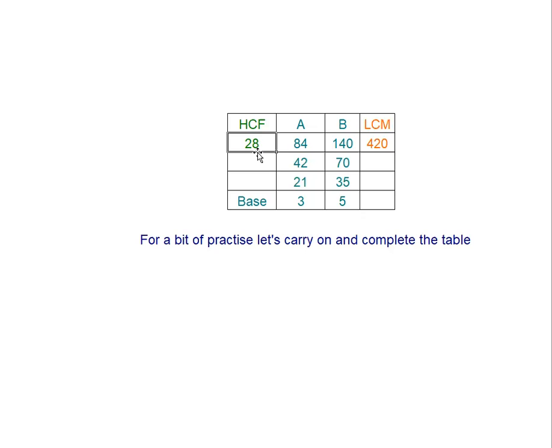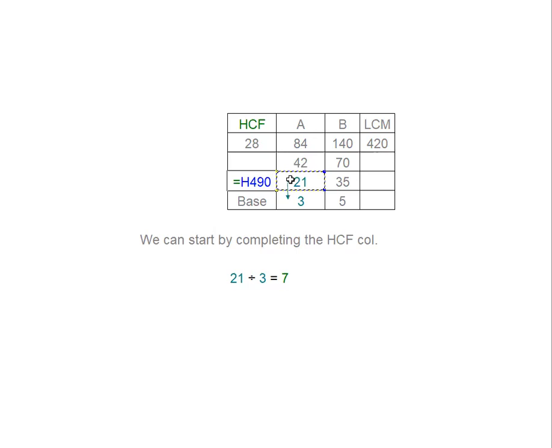Right, so that's given us a partially completed table. So by way of practice, let's carry on and complete this table. We'll start by finishing off our HCF column. We know that this one is equal to 21 divided by 3, giving us 7. We know that this one equals 42 divided by 3, which gives us 14.